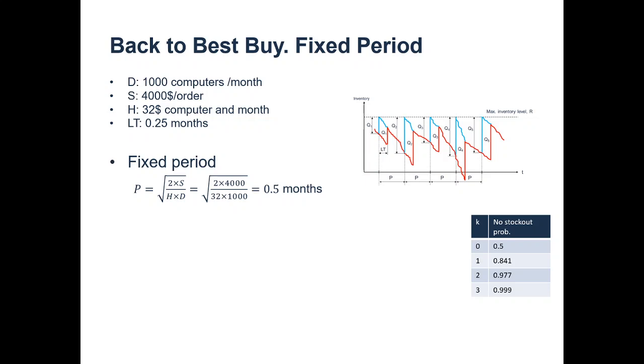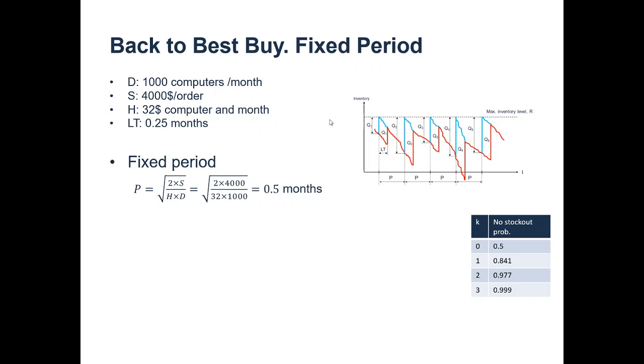So the first thing we need to do is to calculate the fixed period, which is P, given by the expression I commented before. And we substitute the values up here for this expression. We get a period of 0.5 months. So roughly every 2 weeks, we will place an order, which means exactly placing 2 orders per week.